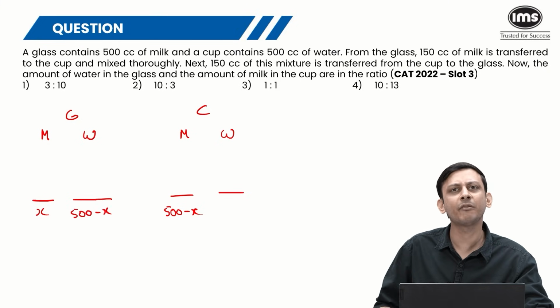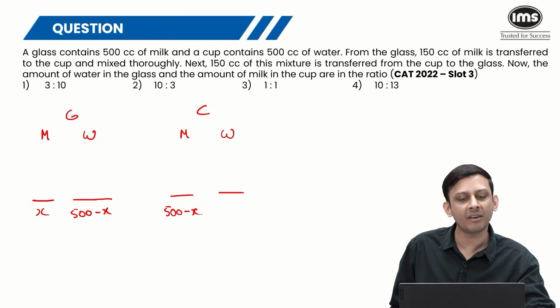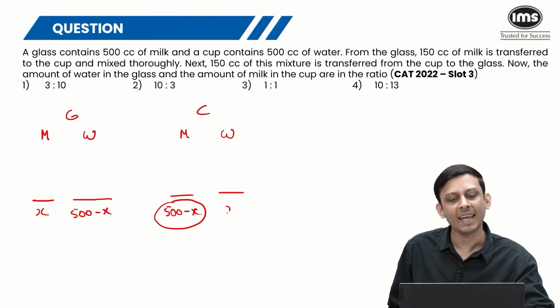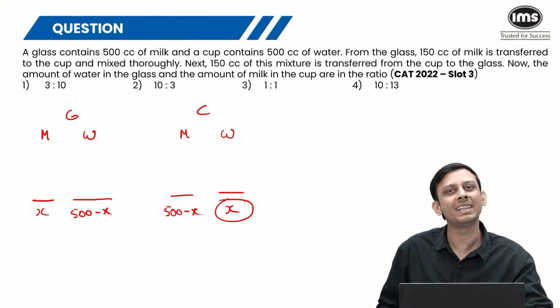And we can see the same thing for the cup. Initially, we had 500. At the end also, we will have 500. So out of the total 500, if we have 500 minus X here, we will have X here. So that the total is 500. And actually, this X we don't even need to find.